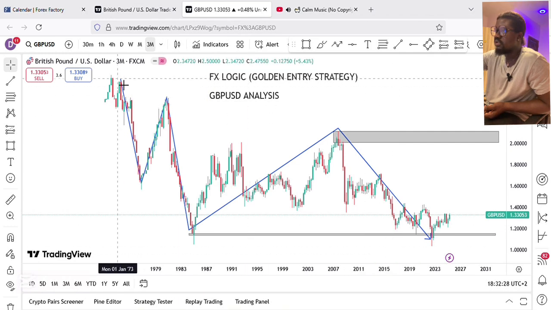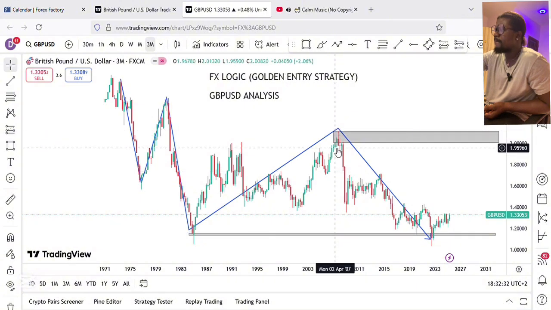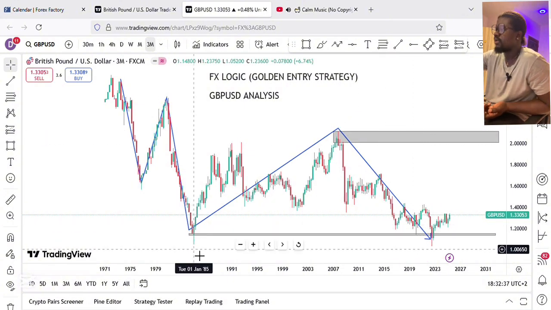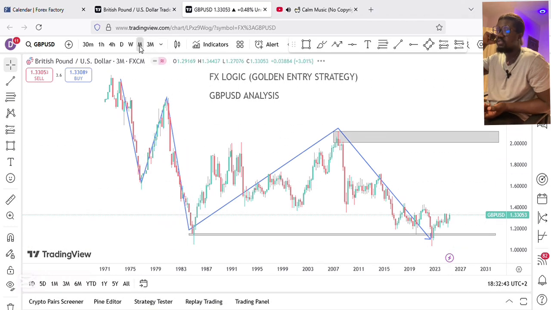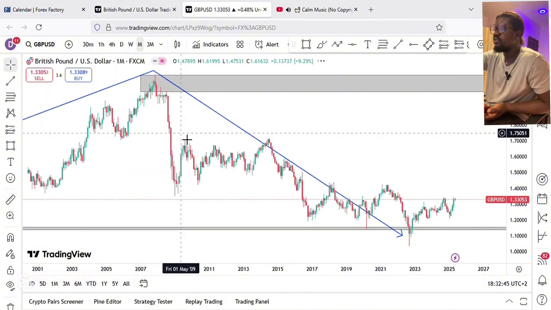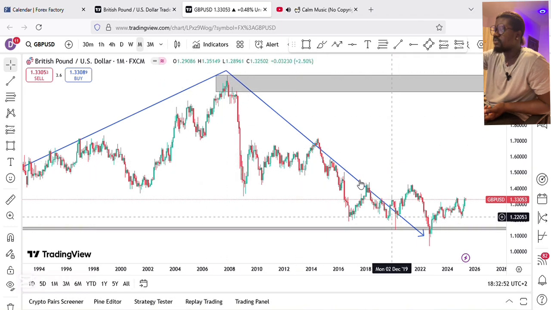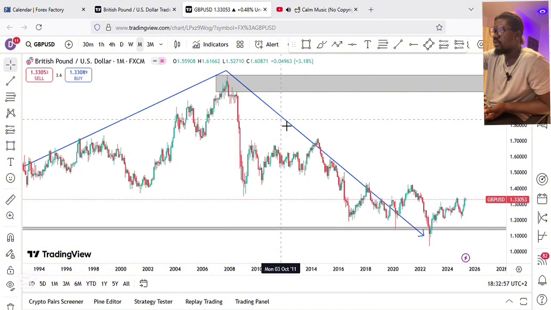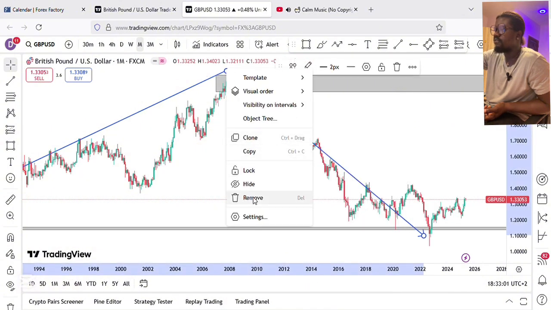So for the 3 months, low, high, lower low, lower high, then lower low. So a 3 months time frame is a downtrend, okay? A clear downtrend. So I want to look at the monthly time frame right now. So the monthly time frame, as you can see, we are okay. Let's take this out. Let's take it out. Remove.